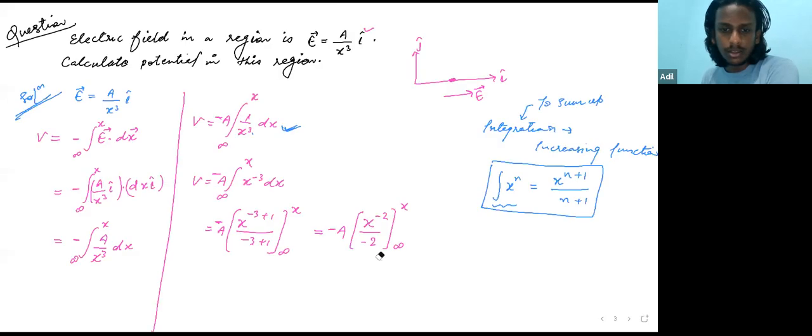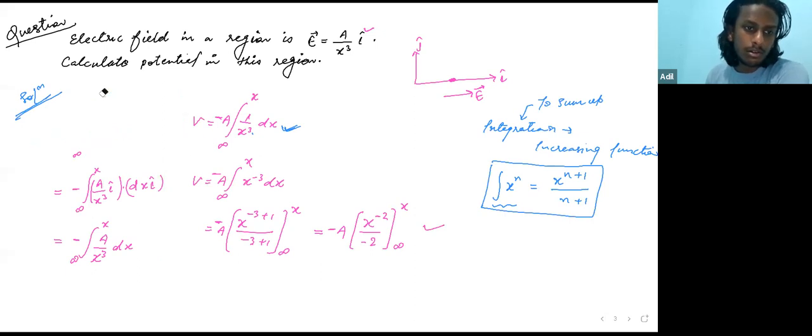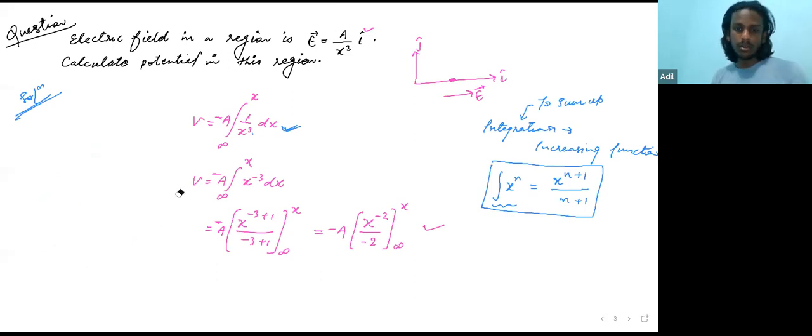Now, what is your last point? Yeah, we get this value. Okay, we have now V is equal to minus A over, we can write it minus 2 also, x to the power infinite to x.